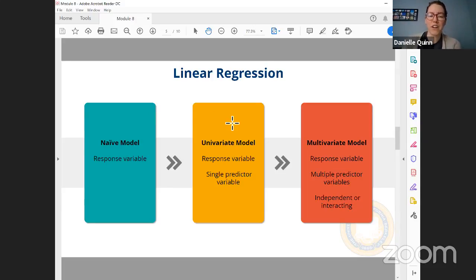And then we'll talk about univariate models, where we have a single predictor variable available. And then we'll talk about multivariate models, where we have multiple predictors available, and those predictors can be independent from each other, or they can interact.